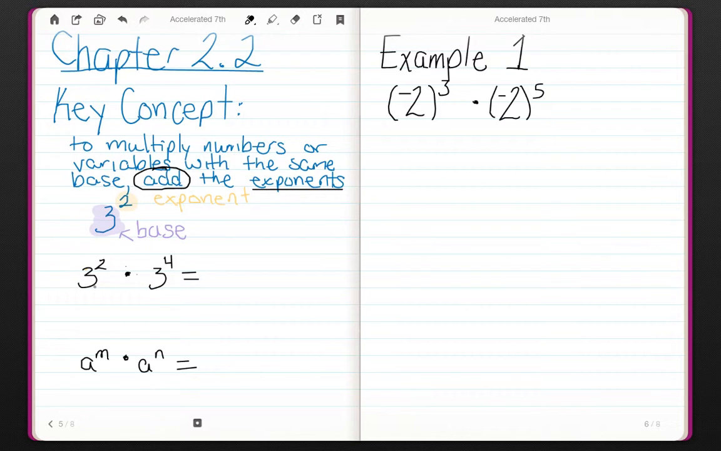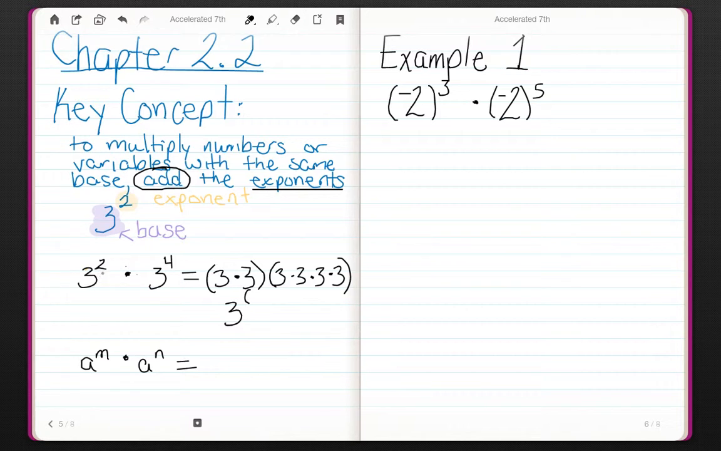So let's take a look here at 3 squared times 3 to the 4th power. And let's break down what this really means. 3 squared is the same as 3 times 3. 3 to the 4th is the same as 3 times 3 times 3 times 3. So if I were to multiply these all together, I have the same base, 3, and I'm multiplying that base 1, 2, 3, 4, 5, 6 times.